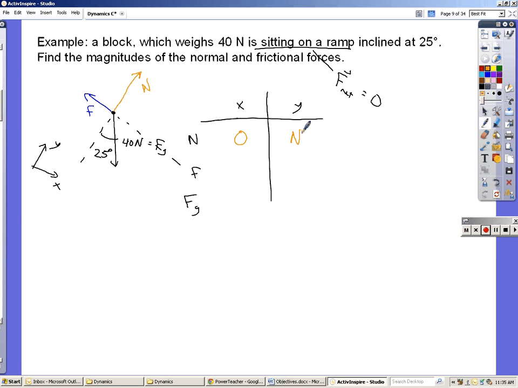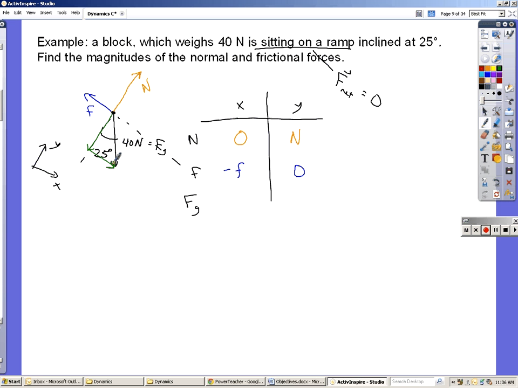The friction force, its x component is negative f, where f is the magnitude of the friction force, because it points up the ramp. And its y component is 0. The weight force is the tricky one. And by tricky, I mean not that tricky. Anyway, we have a vector.